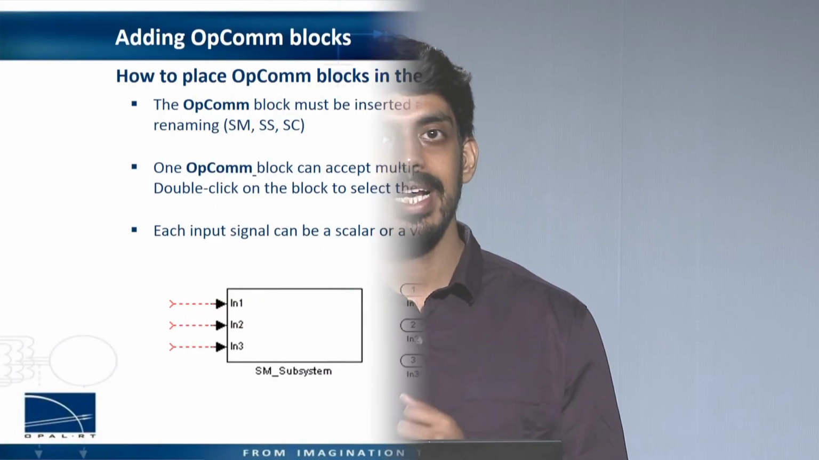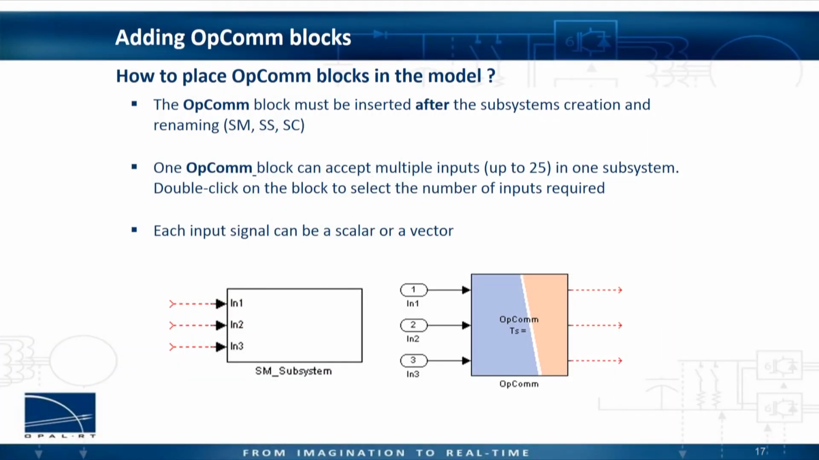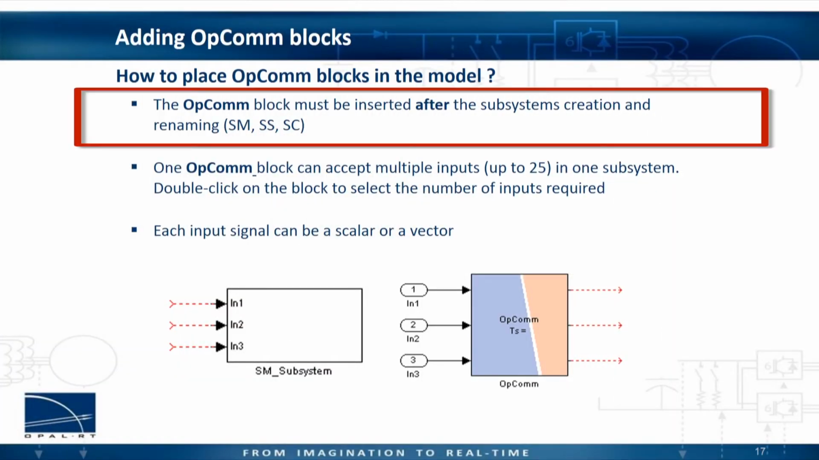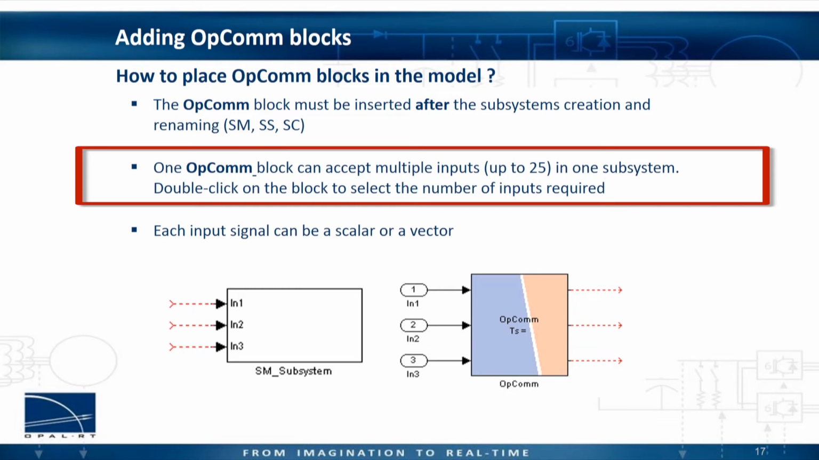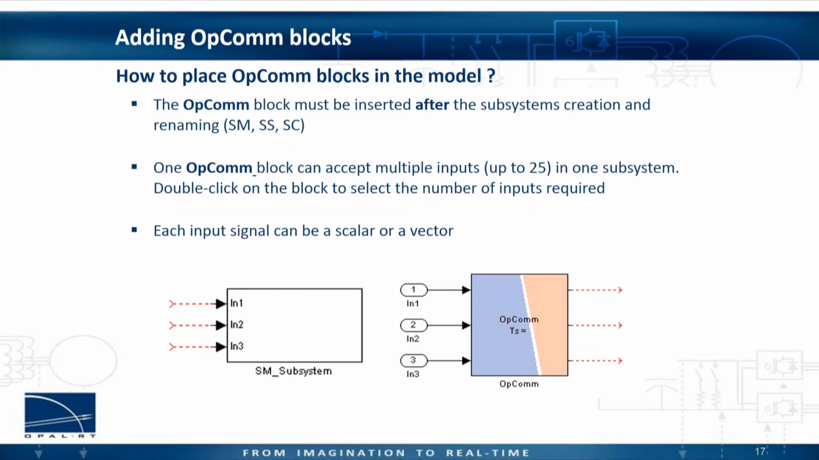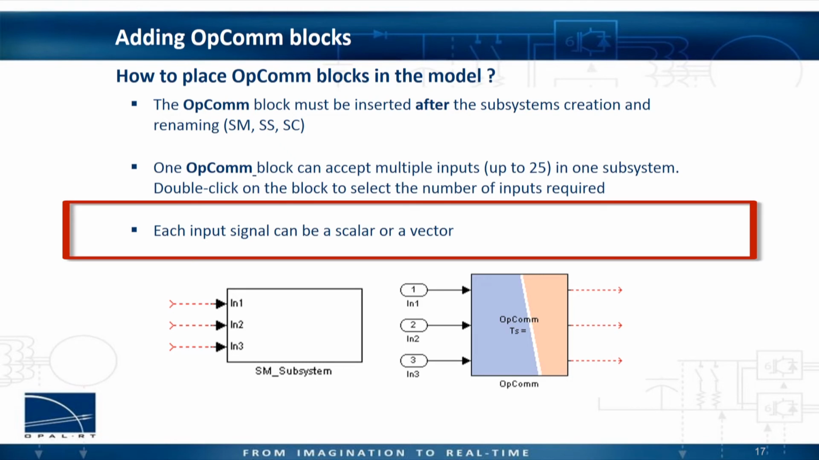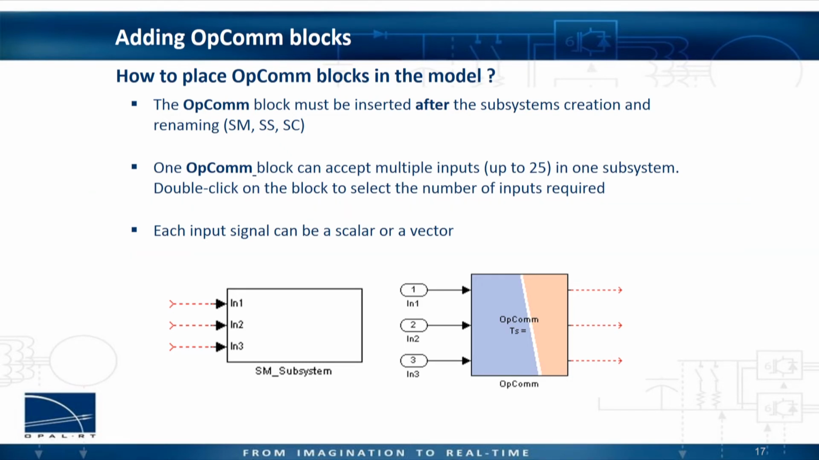The opcom block has to be placed inside the subsystem and not outside the subsystem. So the opcom block must be inserted after naming the subsystem. One opcom block can accept up to 25 signals in one subsystem. If you have more than 25 signals, then you can add another opcom block. Each input can be a scalar or a vector. It depends upon your application.